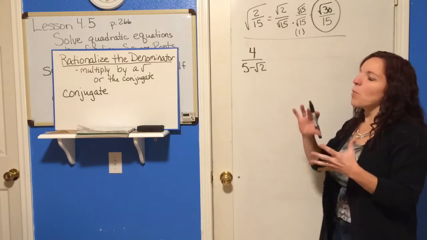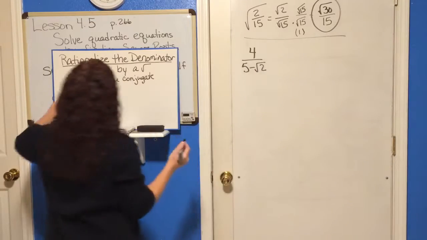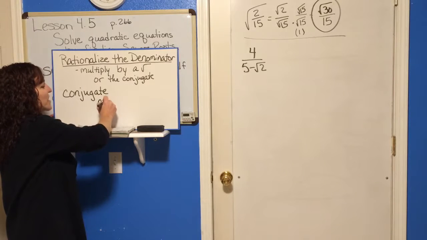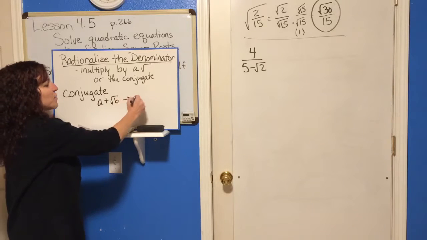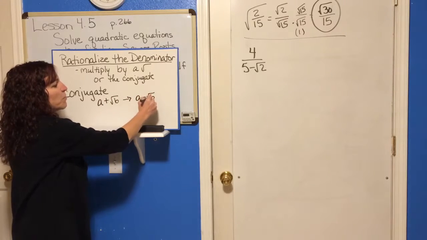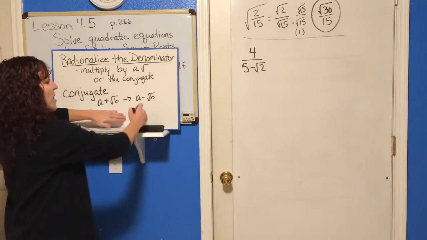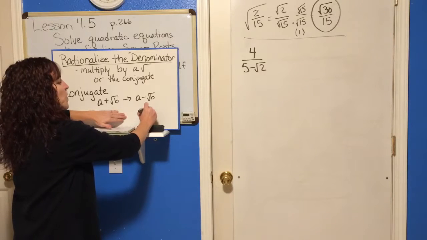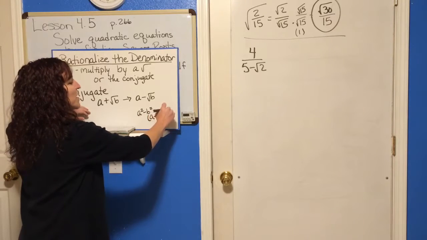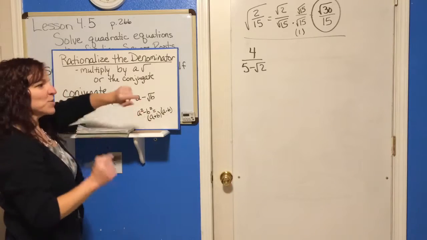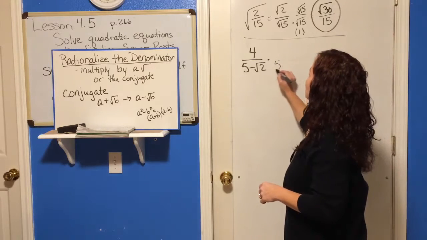So what we're going to do is we're going to go back to the concept of the perfect square minus a perfect square. And we're going to multiply by the conjugate. The conjugate is a plus the square root of b. The conjugate of a plus the square root of b is going to be a minus the square root of b. The reason this works is because of our perfect square, because of our a squared minus b squared equals a plus b times a minus b, because the middle terms are going to drop out.